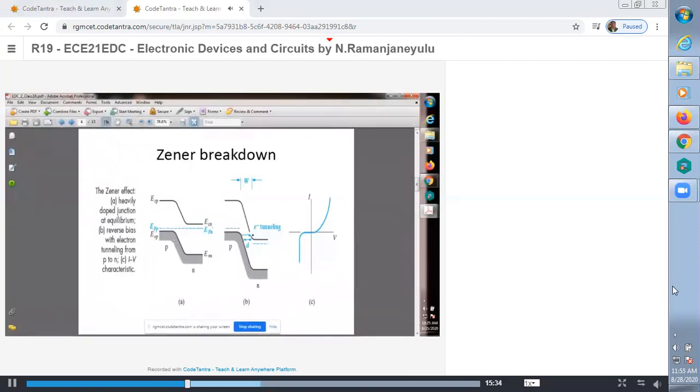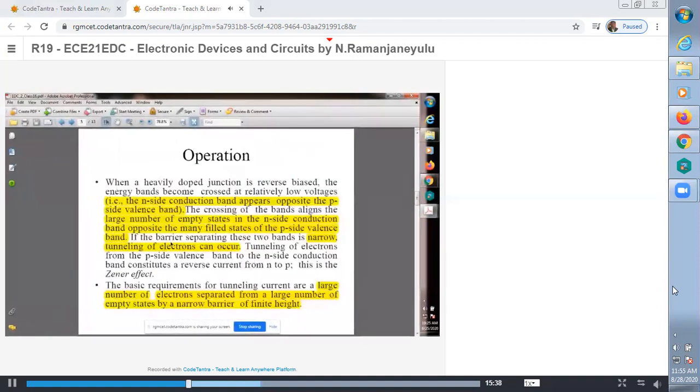Now here, what are the requirements for Zener breakdown? When a heavily doped junction is reverse biased, this is the first condition. What is the first condition? The first condition is a heavily doped PN junction. If the operation is reverse biased only, the energy bands become crossed at relatively low voltages. Observe here the yellow lines: the N-side conduction band appears opposite the P-side valency band.